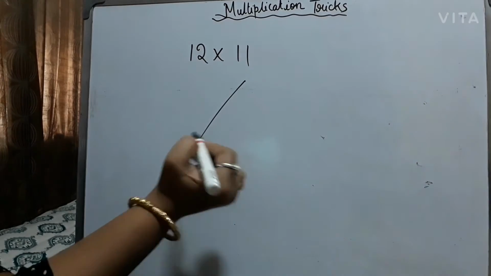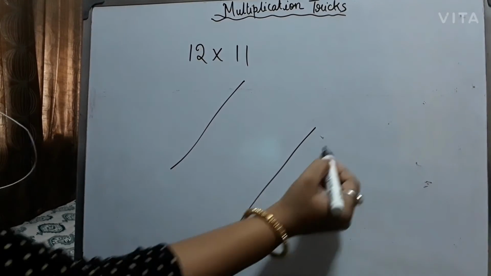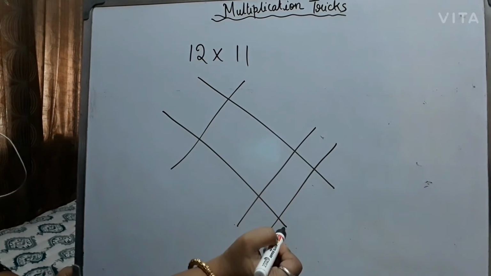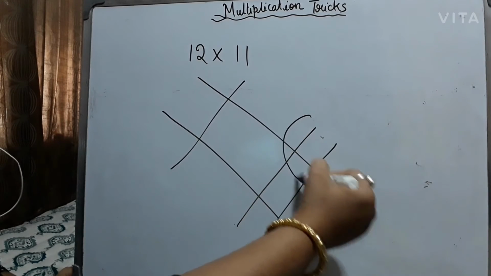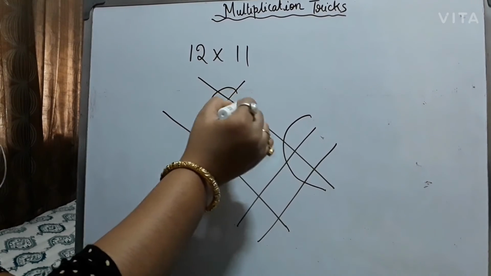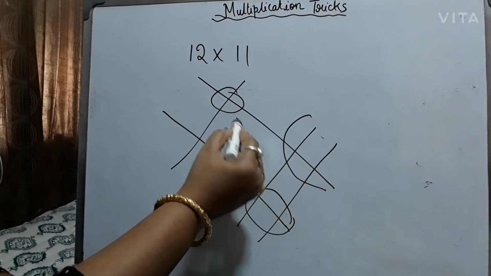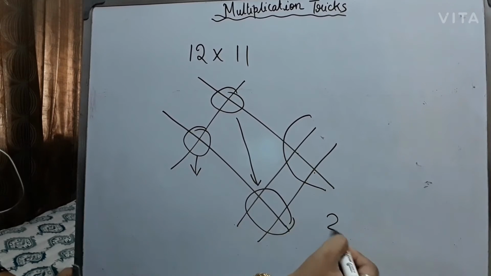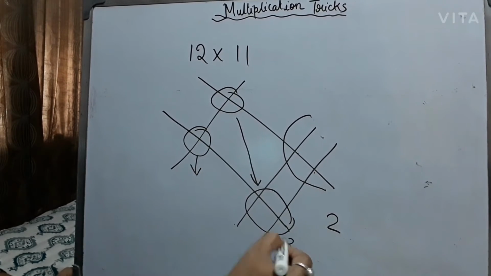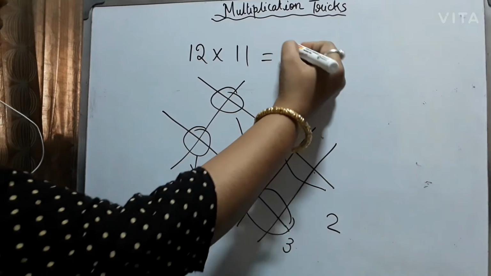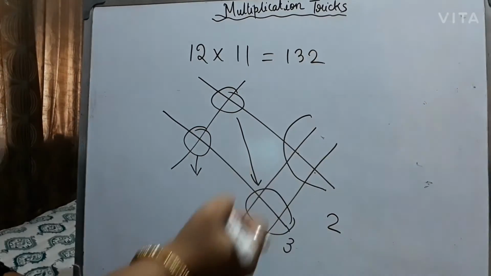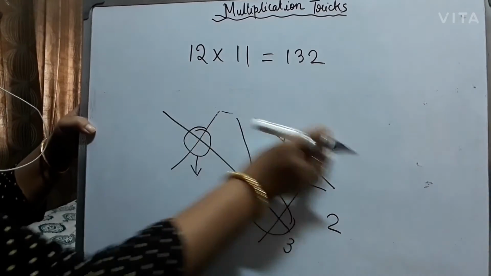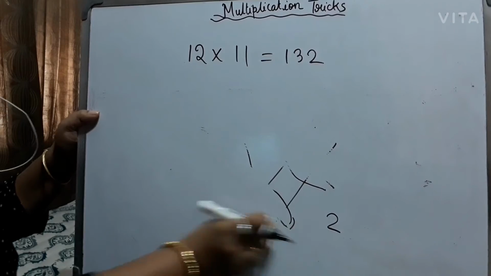So for 1, make one line. For 2, make 2 lines. For 1, make one line, and for this one make one line. So this portion you take for the ones, this and this for the middle portion, and this for the end portion. So 2, 1, 2, 3, 1. So your answer is 132. Easy? Okay.